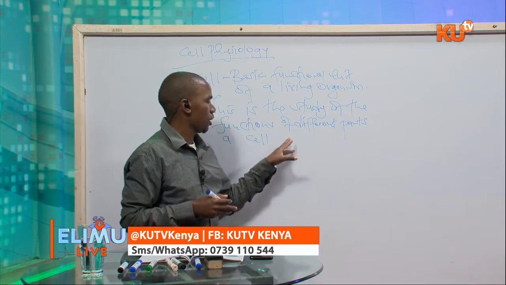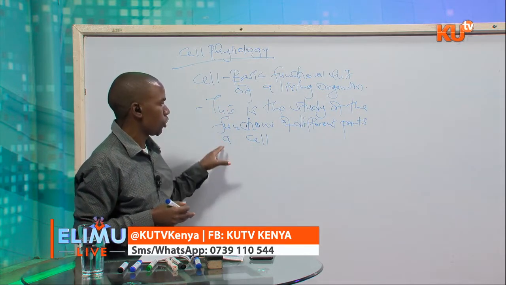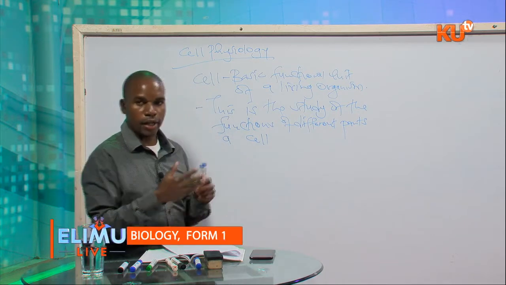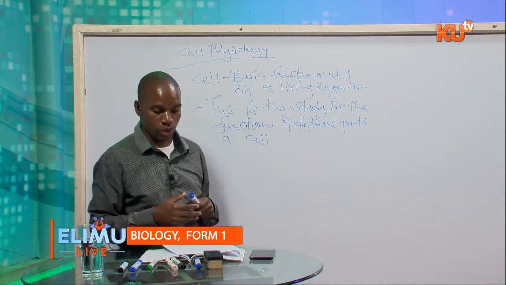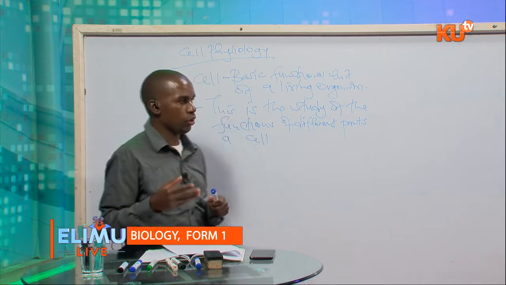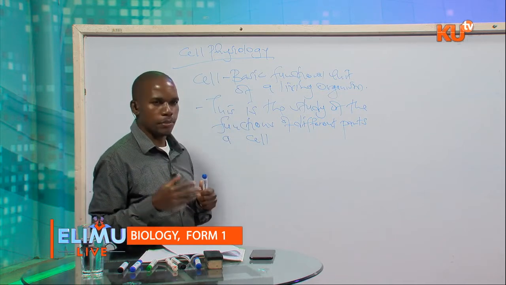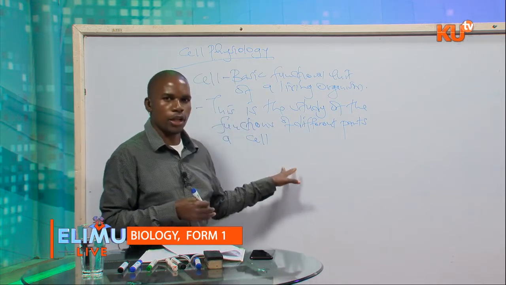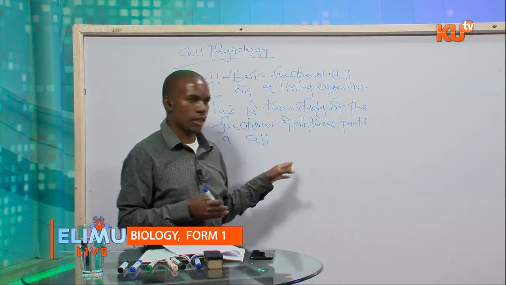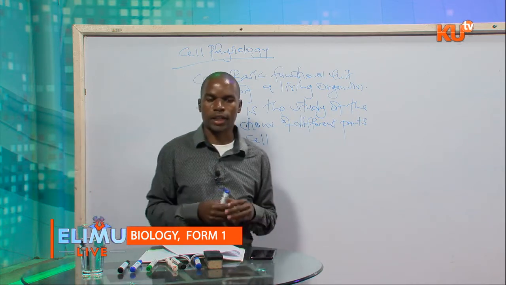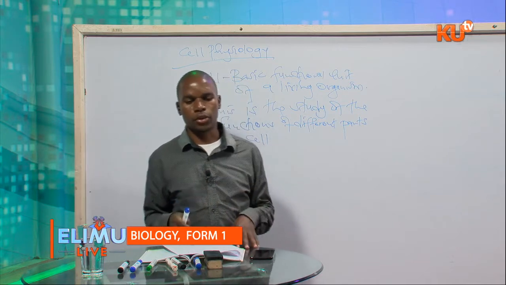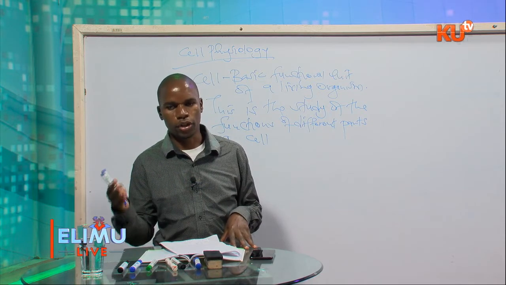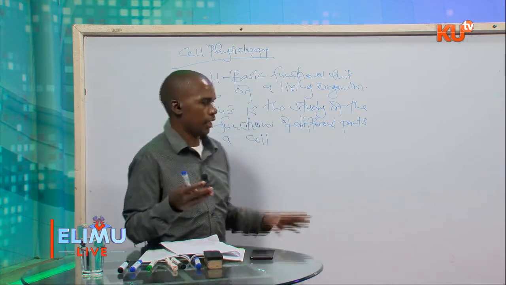So this is the definition of the term cell physiology. We are only interested in looking at how the cell functions within a living organism. Having looked at that, there is a specific structure within a cell that enables all these functions to occur. And that is what we refer to as a cell membrane. So we want to look at the structure of a cell membrane so that we relate it to its specific functions in the movement of particles or molecules within and outside the cell.